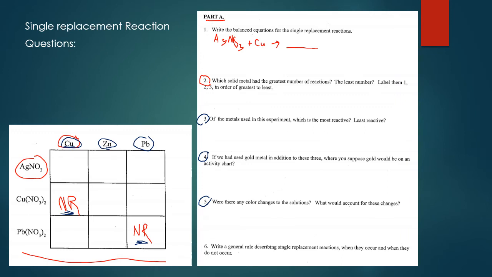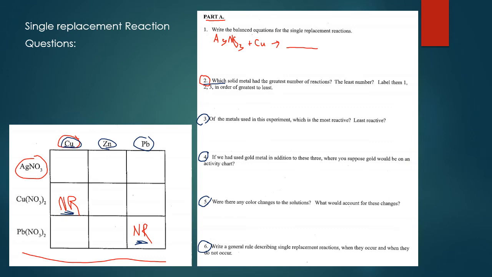Now the last question wants you to write a general rule describing single replacement reactions, when they occur and when they do not occur. So to answer this question, you're going to use a metal reactivity chart. So you're using basically your answer for number 2. Which metal is the most reactive, which is the least? So when do the reactions occur? When you have a more active metal or when you have a less active metal?